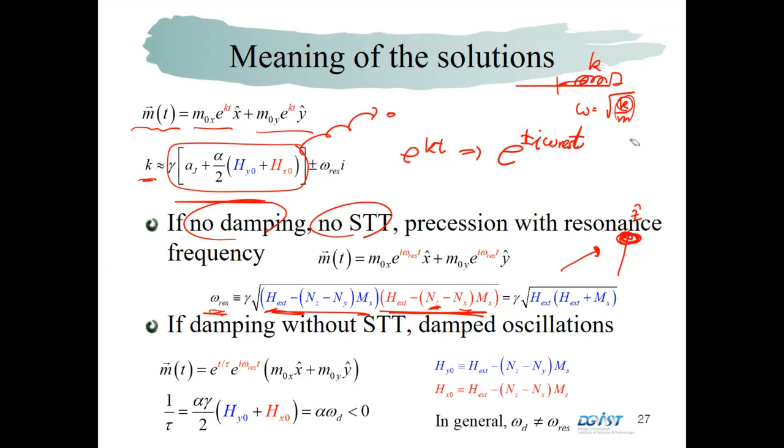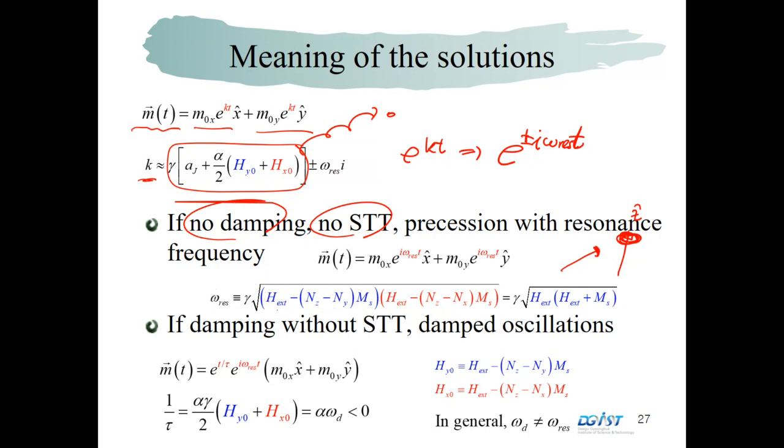Anyway, this result implies that the resonance frequency or oscillation frequency will be mainly determined by the DMI term with the external term.